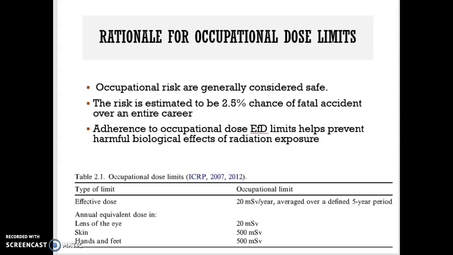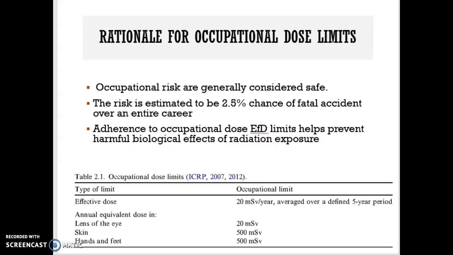As you can see here below, the ICRP recommends that we receive an effective dose of 20 millisievert per year, averaged over a 5-year period, no more than 50 in 1 year. And an annual equivalent dose to the lens of the eye is 20 millisievert. The skin is 500 and the hands and feet are 500. These are values that you should learn and know.